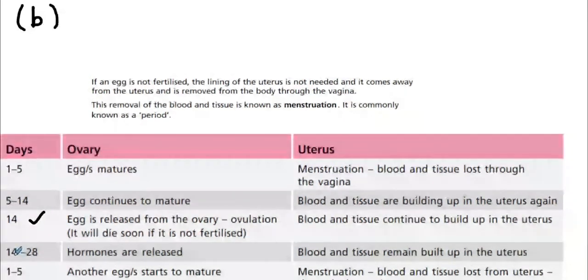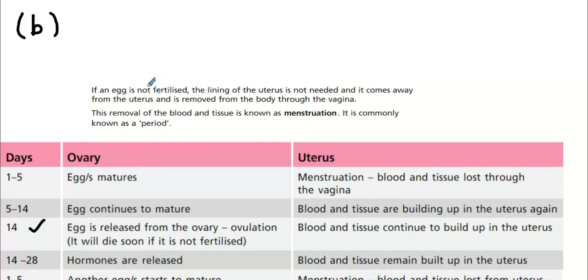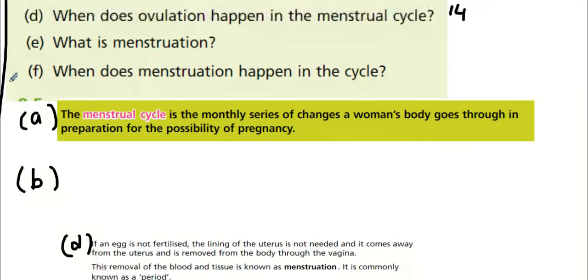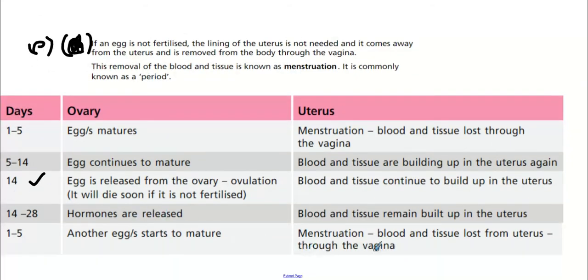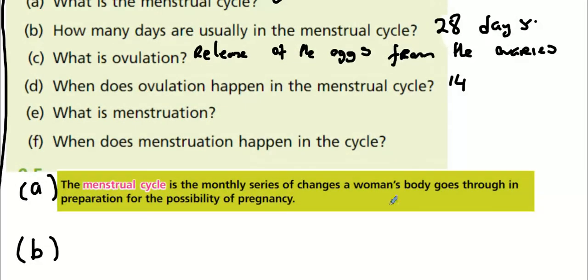Well, if a woman doesn't get pregnant, the egg is not fertilized, the lining of the uterus is not needed, and it comes away from the uterus and is removed from the body through the vagina. This removal of blood and tissue is known as menstruation, okay, or commonly known as the period. So that's your answer to part D. And now finally part E. And then part F is when does menstruation usually happen in the cycle? Well, it actually happens on days 1 to 5. So in between days 1 to 5.